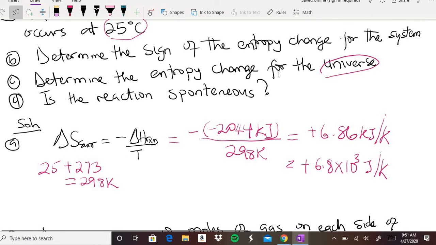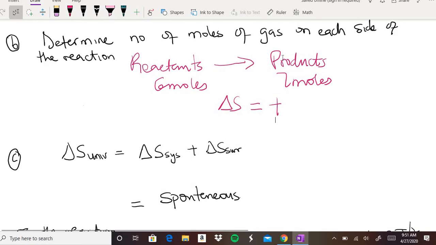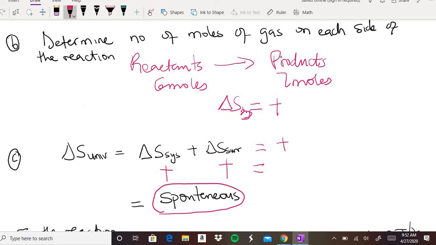Determine the entropy change for the universe. So that is what the C part says. The entropy change for the universe is going to be the sum of the entropy change for the system and the surrounding. For the system, we have positive, and for the surrounding we have positive. Both of them are going to give us a positive entropy change for the universe, and whenever it is positive, it means the reaction is spontaneous.